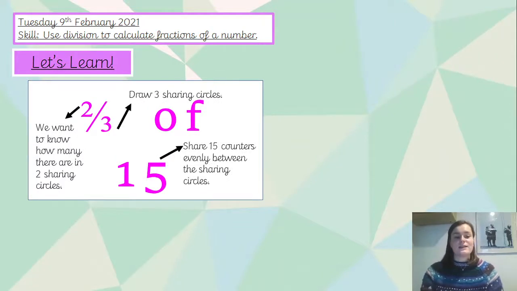Okay, let's have a look at another one then. This time we're looking for 2/3 of 15. Again, we need to draw sharing circles. How many sharing circles will we need to draw? 3 sharing circles, because our denominator is 3. And then we need to share our 15 counters evenly between our 3 sharing circles. But this time we want to count up 2 sharing circles, don't we? Because our numerator is 2 on our fraction. So we need to count up 2 of the circles.